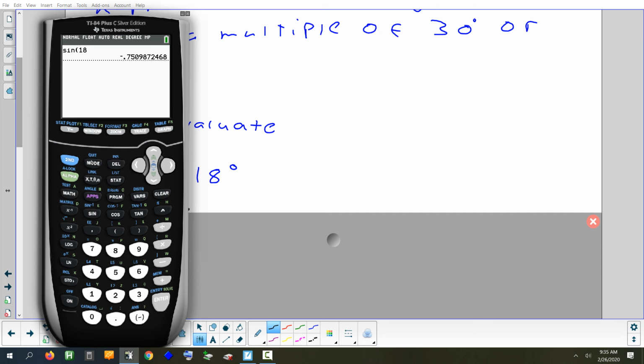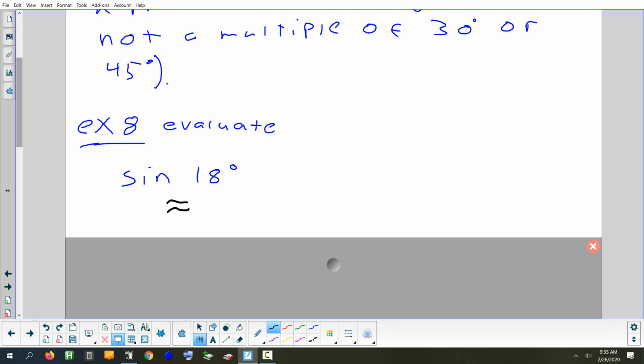Okay. All right, so let's type it in. Sine of 18. I'm in degrees. I hit enter, and I get 0.309. Okay. If you got 0.309, you did it right. Anybody? How many people got 0.309? Okay. And on a test, I will make it clear how many decimal places I would like you to round to. It's usually 2 or 3. I'm going to do 3 right now.